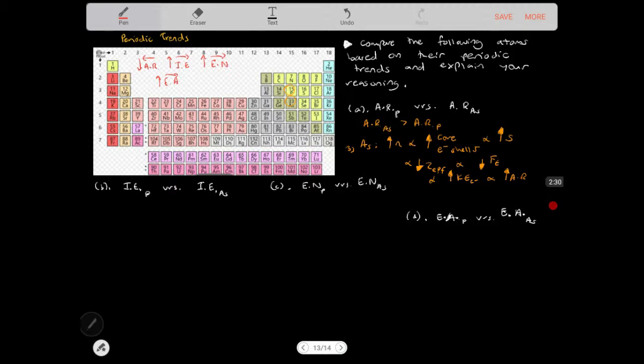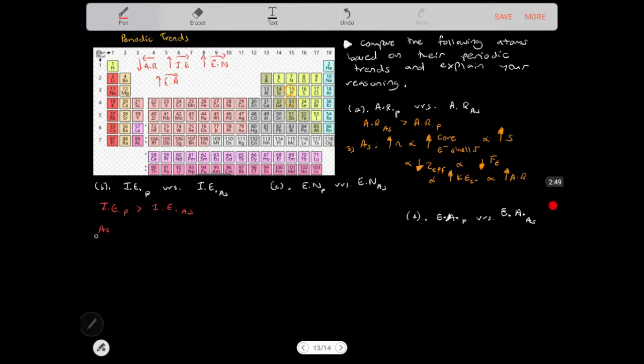And we know that ionization energy trend increases up a group and to the right of a period. Well, because we're going down a group to arsenic, if we're looking at arsenic, the ionization energy of phosphorus should be greater than the ionization energy of arsenic, right?